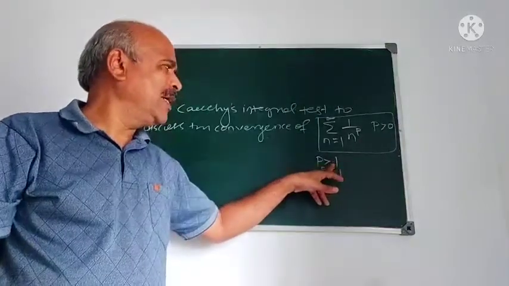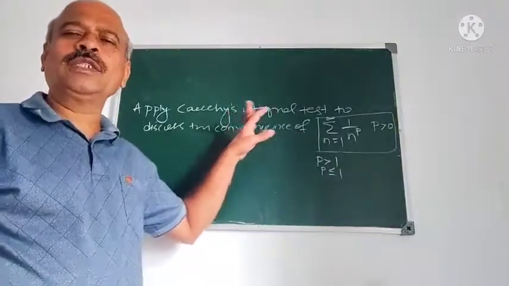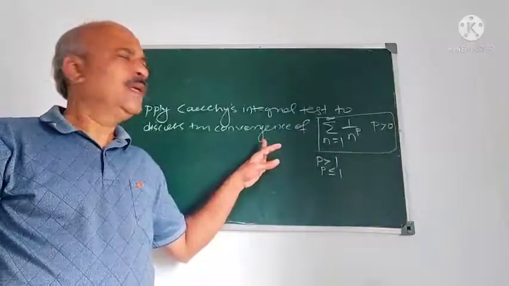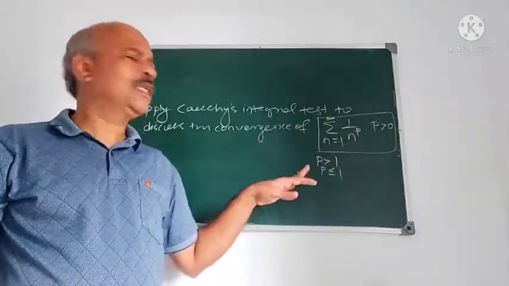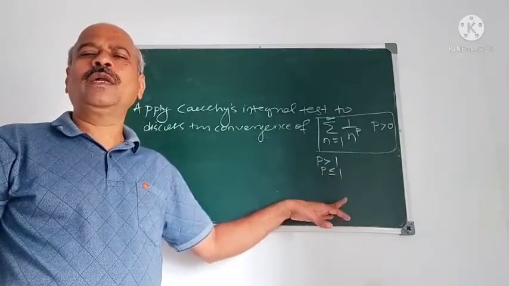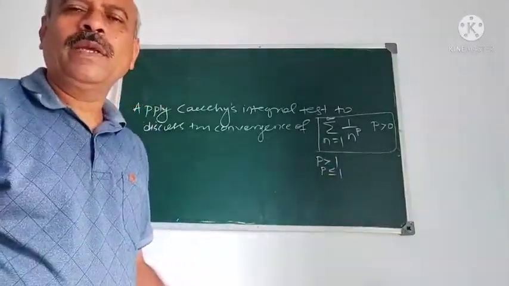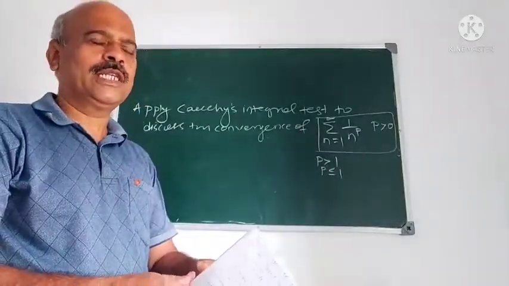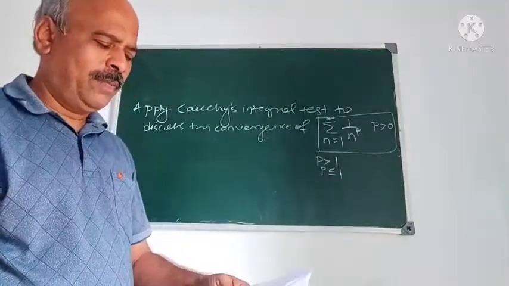But in this case, p greater than 1, it converges. So for this question, how can we convert this into objective type? By Cauchy's integral test, sigma 1 upon n raised to p converges if the 4 choices are p greater than 1, p less than 1, p equal to 1, none of these. Your choice is then p greater than 1. But for a descriptive question, we can apply Cauchy's integral test to discuss the convergence of this. How do you apply that one?